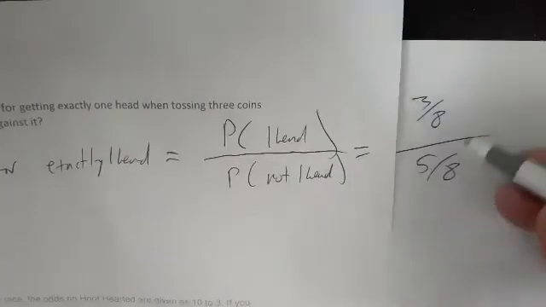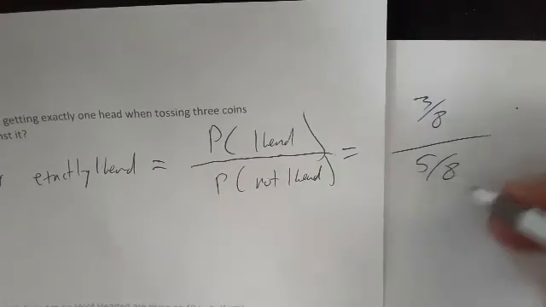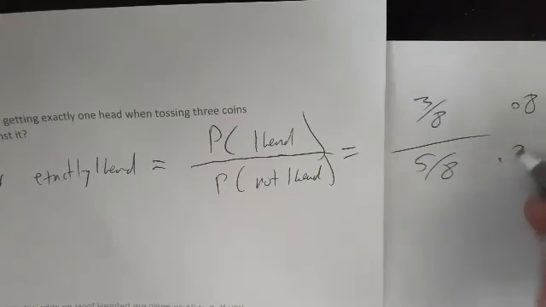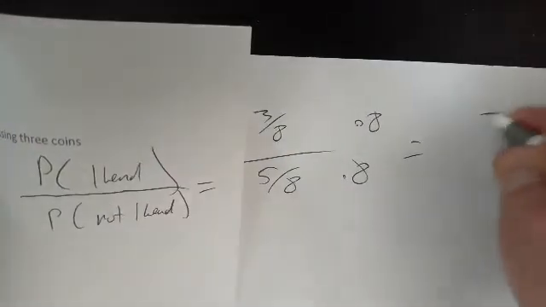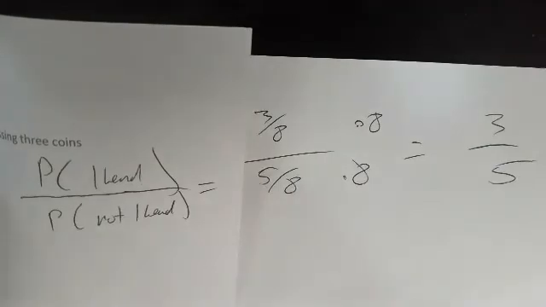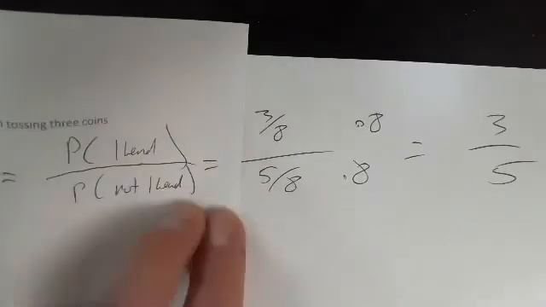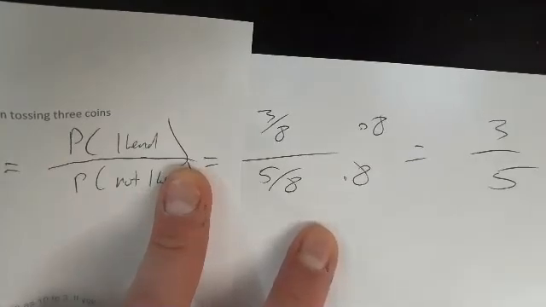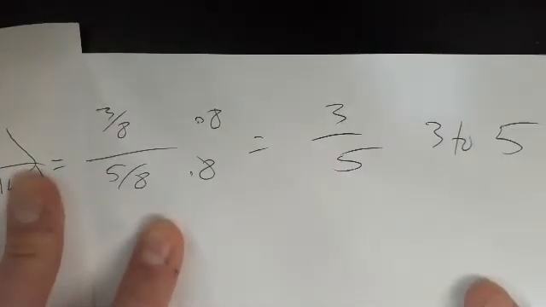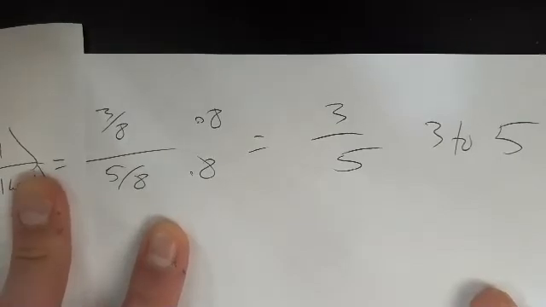Okay, so you might notice this is the same denominator, but if we wanted to get rid of this denominator, one way we can do that is we multiply top and bottom by 8. If we do that, we're going to get 3 over 5. 3/8 over 5/8 is 3/5. And so sometimes we might say 3 to 5 are the odds for getting exactly 1 head.